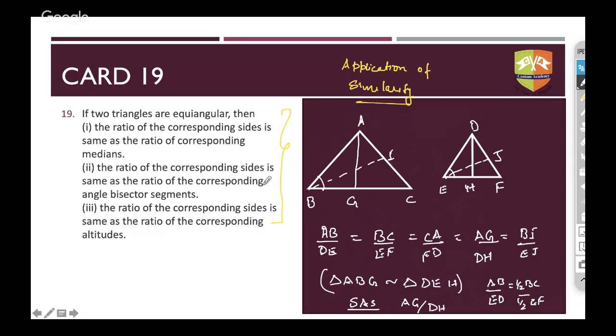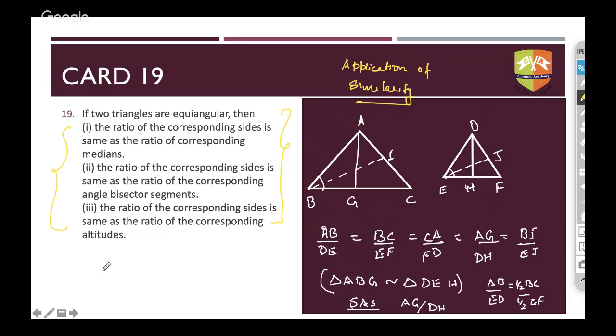Okay. Similarly, the ratio of corresponding sides is the same as the ratio of corresponding angle bisector segments. So in the case of equiangular triangles, altitudes, medians, internal angle bisectors and perpendicular bisectors are all the same. So this will be true for all of them.